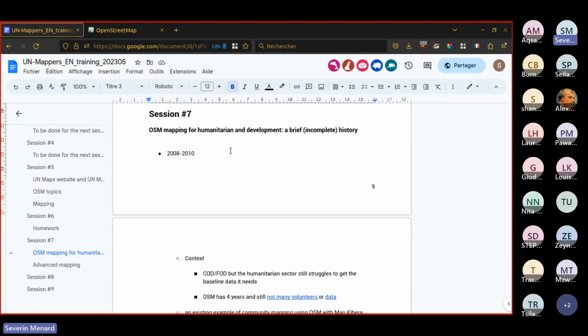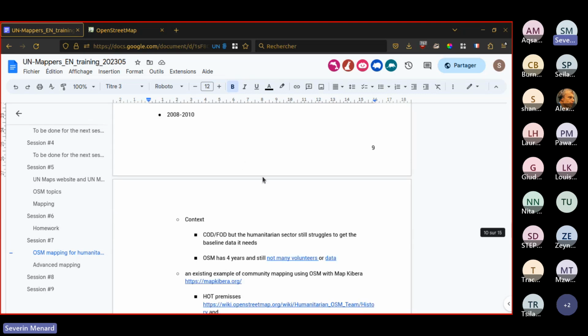So I will start with this presentation of the OSM mapping in the humanitarian and development, brief and incomplete, unfortunately, history. I try to do it in less than one hour. I will actually use these organized bullet points. I don't have slides for that because it would take me hours to do that, but I put a lot of links, and I will try to make it a bit lively, even if there's no slide for that.